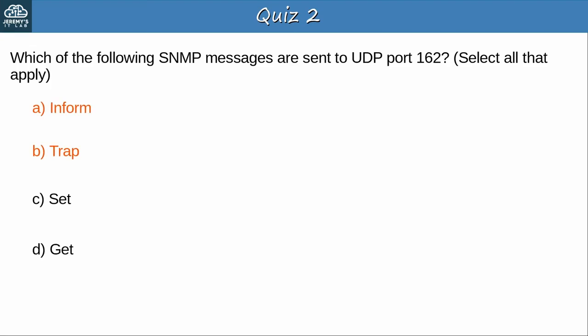The NMS listens on UDP port 162 for SNMP messages. Informs and traps are both sent from the managed devices to the NMS, so they are sent to port 162. Set and get messages are sent from the NMS to the managed devices, which listen on port 161, so they are incorrect. Okay, let's go to question 3.